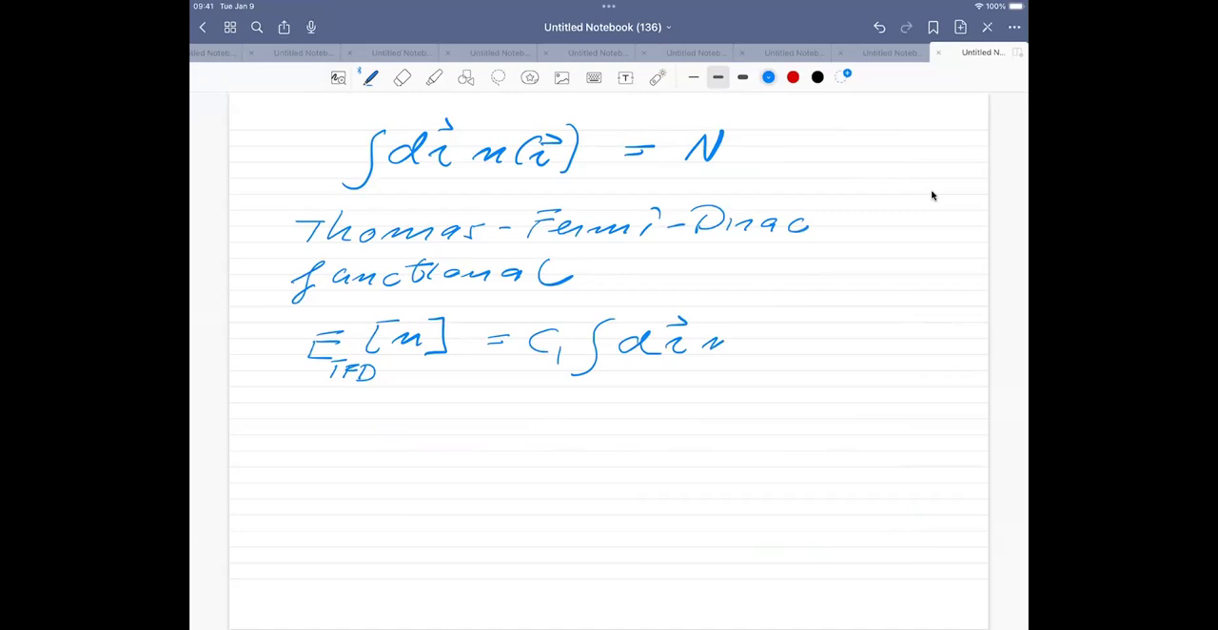And the kinetic energy, if we go back to the electron gas, had a kinetic energy term which depended on the density to the power of 5/3. So this is the kinetic energy, and this C1 is the kinetic energy constant which follows from the electron gas.